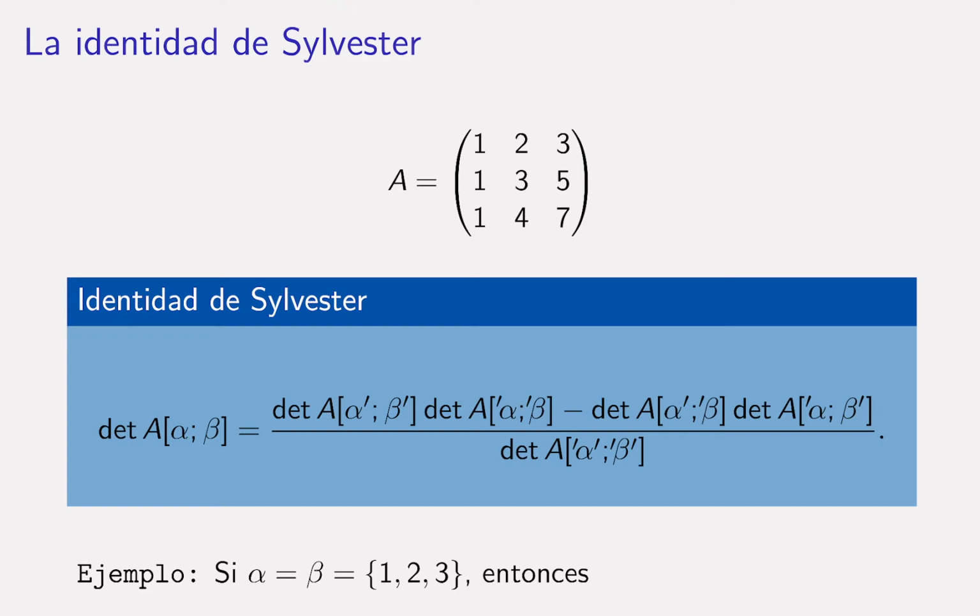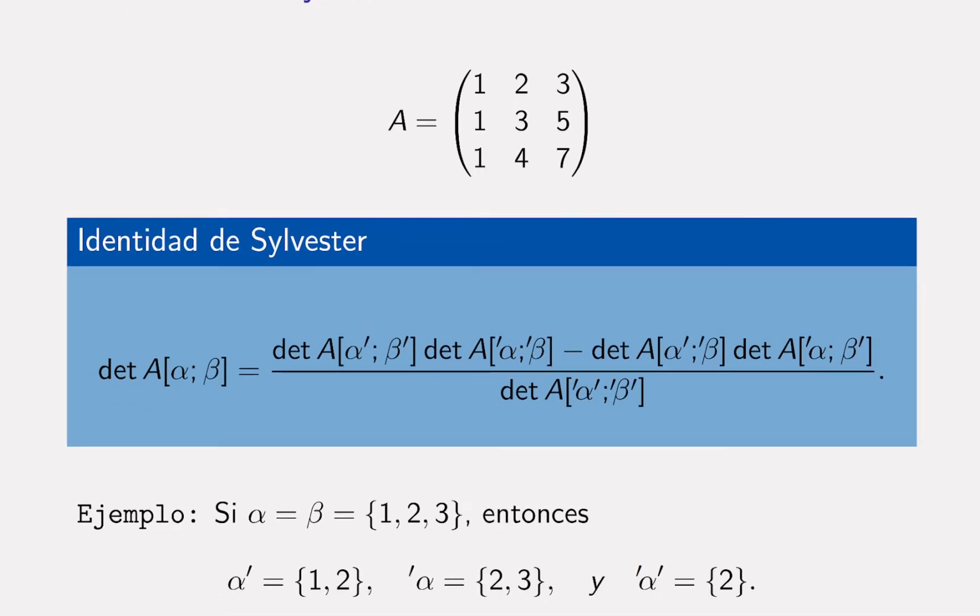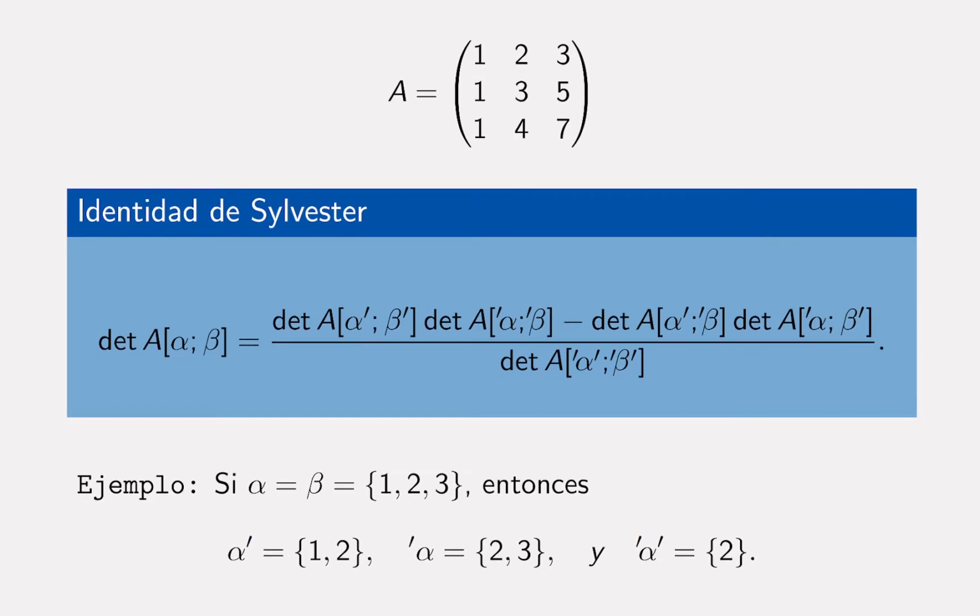And prime means we remove the first and the last element in the index, right? So for example, in this case, we have alpha and beta equal 1, 2, 3. Then alpha prime is we remove the 3. Prime alpha means we have 2, 3, and prime alpha prime means just the element 2.